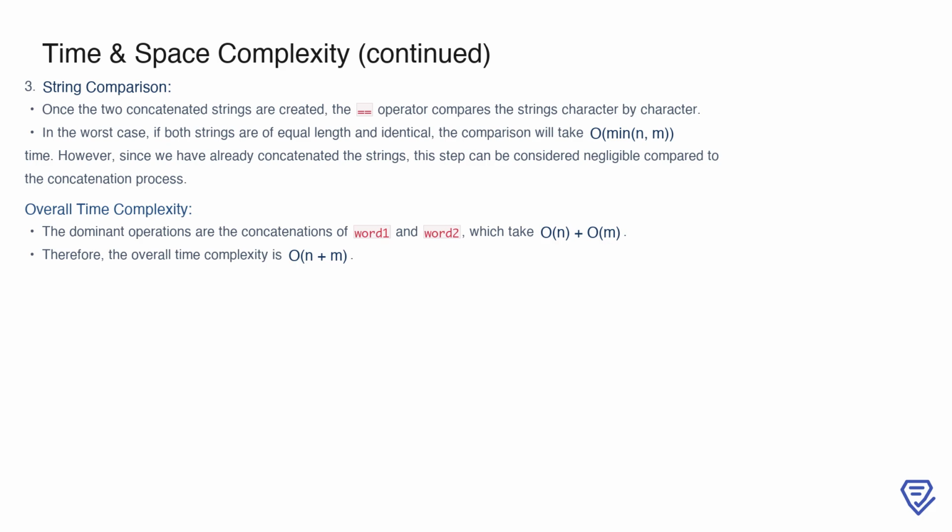Next, we have the comparison of the two concatenated strings using the equals operator. This comparison checks the two strings character by character. In the worst-case scenario, if the strings are identical and of equal length, the comparison would take O(min(n, m)) time. However, since the concatenation operations dominate the overall runtime, the time spent on comparison is generally negligible. Combining these steps, the overall time complexity is determined by the concatenation of both word1 and word2, which results in O(n + m). This linear complexity is efficient given the nature of the problem.